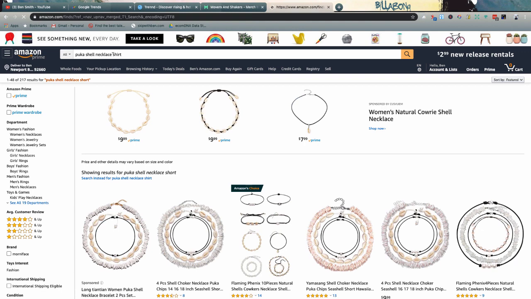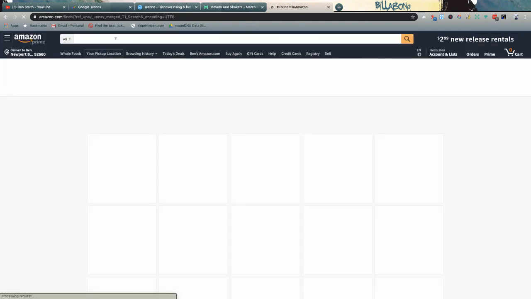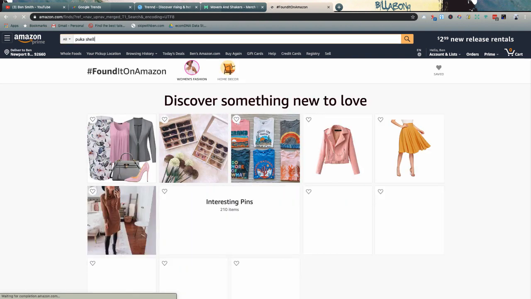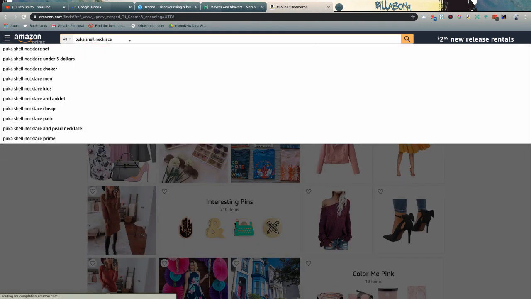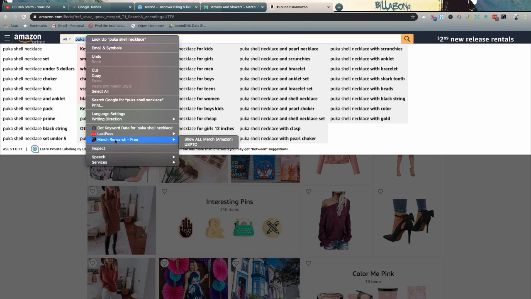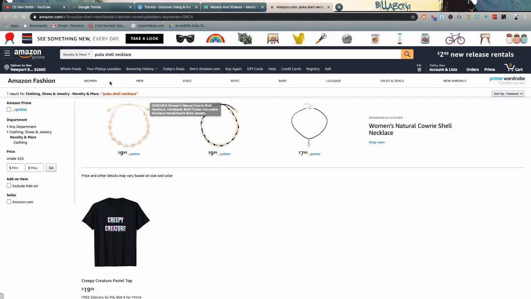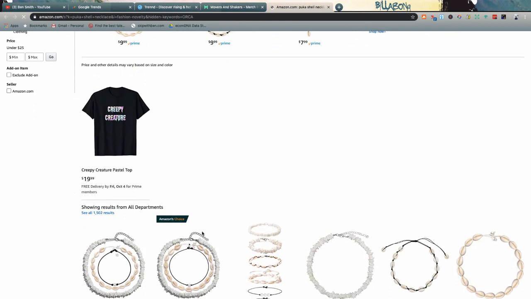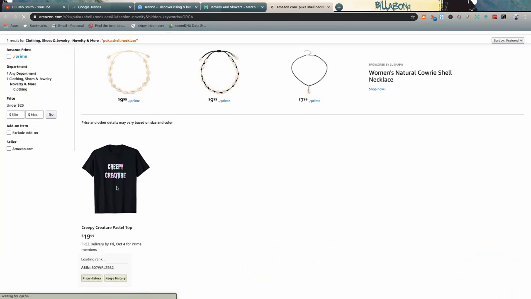And you guys know, bear with me because my Amazon always takes ages and ages to load. So let's do puka shell necklace. And then I'm going to use this Google Chrome extension, Merch Research. It's free, very useful, but show all merch. And this is going to show all the Merch by Amazon t-shirts that have this keyword incorporated with it. And as you guys can see, there's literally only one t-shirt result for this that's not even really related.